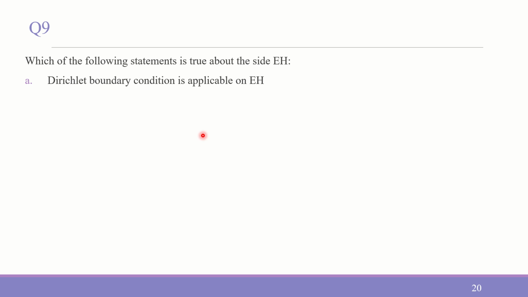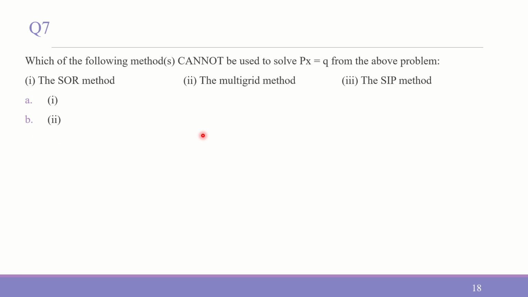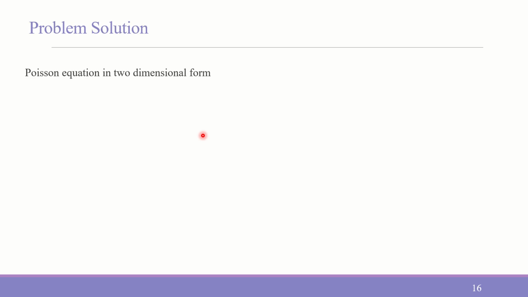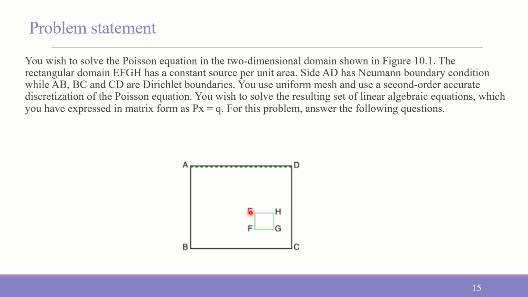Whereas, if we go back and look at the problem, are we observing any boundary along EH? Along EH, we do not have boundaries, first of all. It is in the inside domain, and that domain has a constant source per unit area. So this is a constant source per unit area. Entire EFGH is a constant source per unit area.